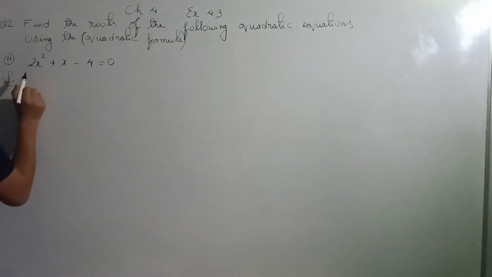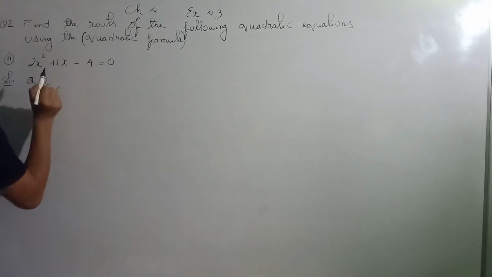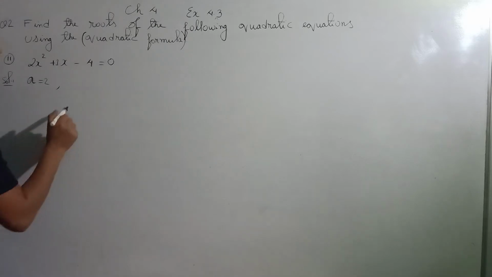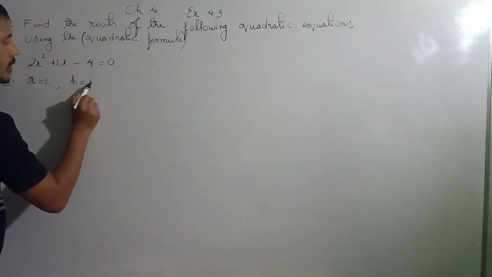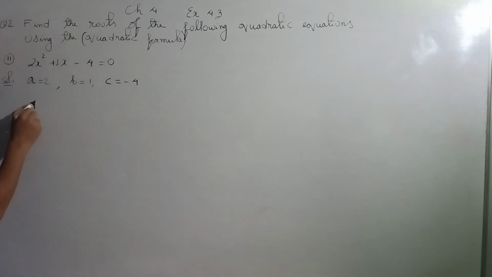Your coefficient of x squared is 2, so a is 2. Coefficient of x squared is represented by a. Here, the coefficient of x is 1, so b will be 1. And your constant term is minus 4. So let's find the discriminant.